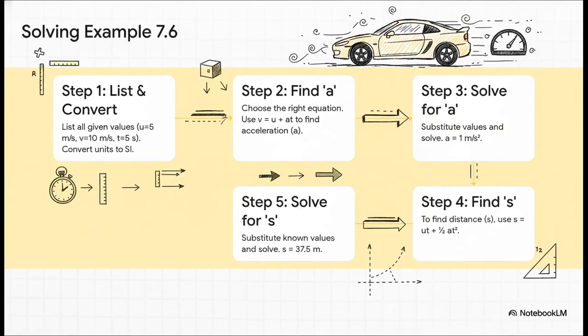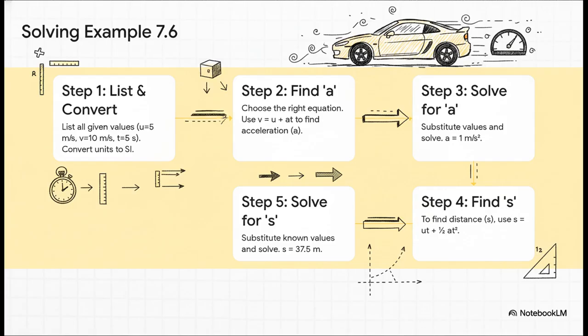Let's just quickly walk through an example together. A car accelerates from 18 to 36 kilometers per hour in 5 seconds. Now, step 1 is the most important. You must list down everything you are given and convert the units to SI units. So 18 kilometers per hour becomes 5 meters per second, and 36 kilometers per hour becomes 10 meters per second.